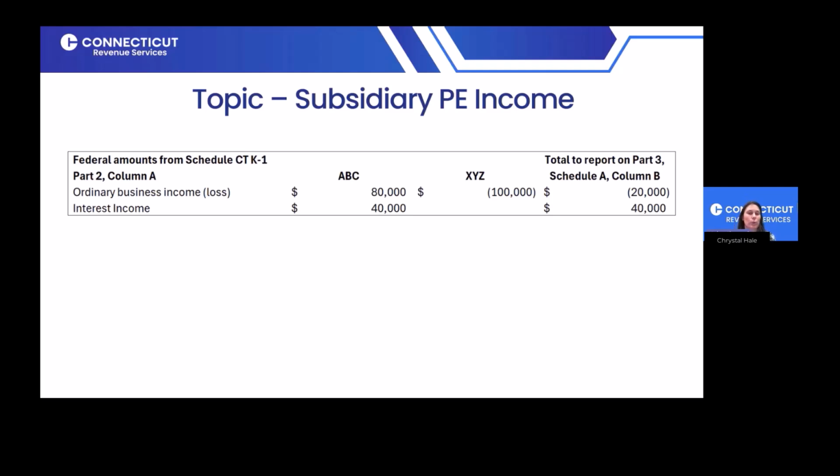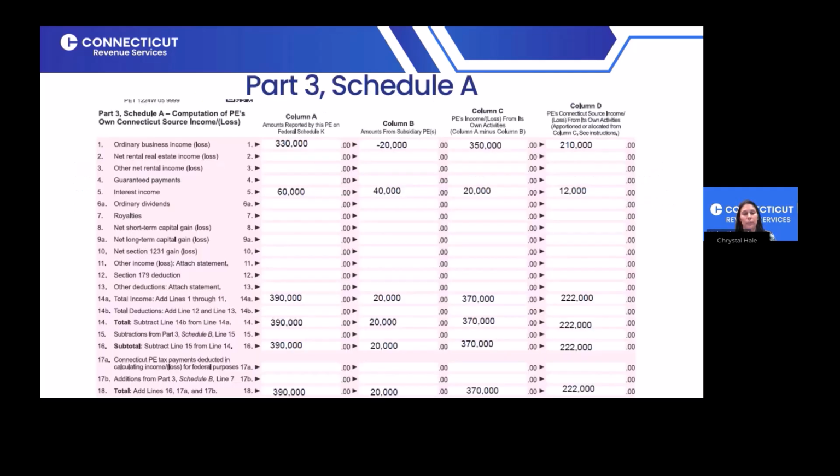So here in this example, we're going to add the ordinary business income and interest income from both the K1s we received, ABC and XYZ. When we add those two together, our ordinary business income actually results in a loss of $20,000. And then we only had interest income from ABC, so we have a total amount that we're going to report on Part 3, Schedule A, Column B, of $40,000. And let's see those calculations in action.